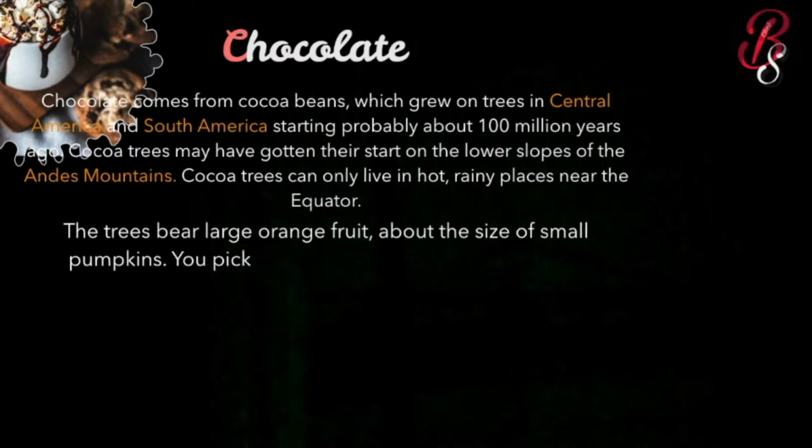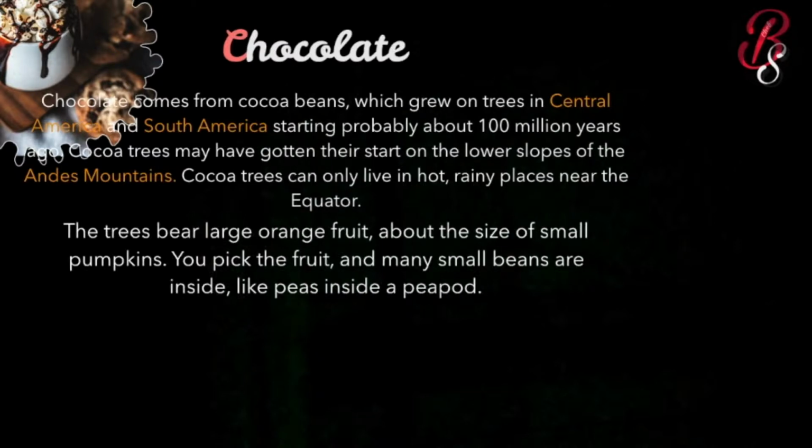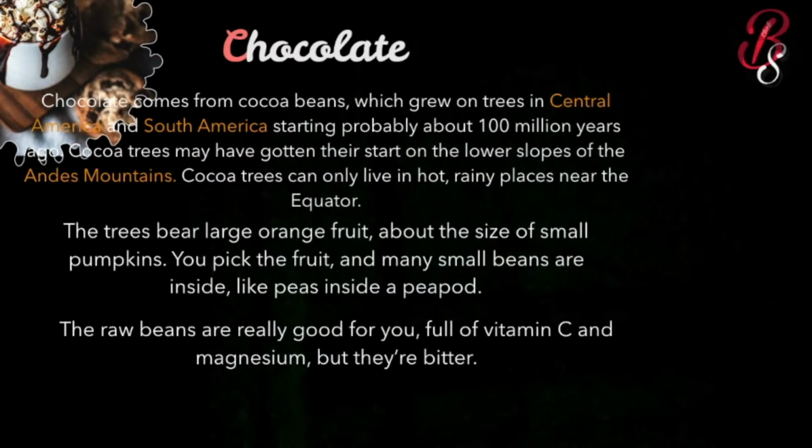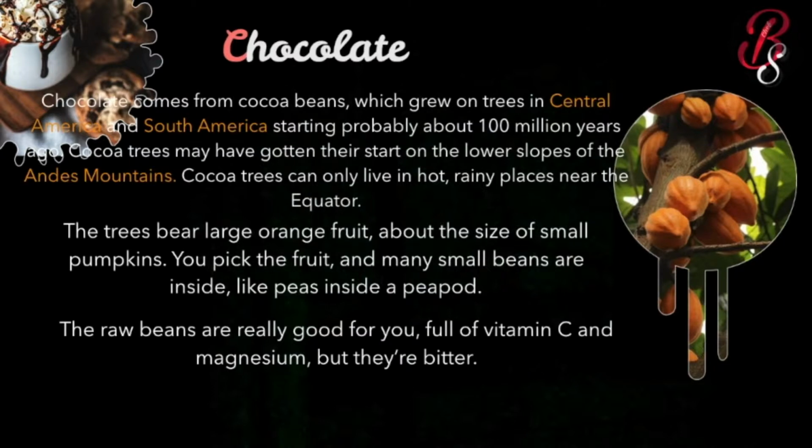The trees bear large orange fruit about the size of a small pumpkin. That is how it looks. I have the picture, you can see here, and many small beans inside, like peas in a pea pod. Let me show you how it looks. Here we go, you can see the orange fruit that looks like a pumpkin, and there the seeds are. Let me show you the next slide, how the seeds look.